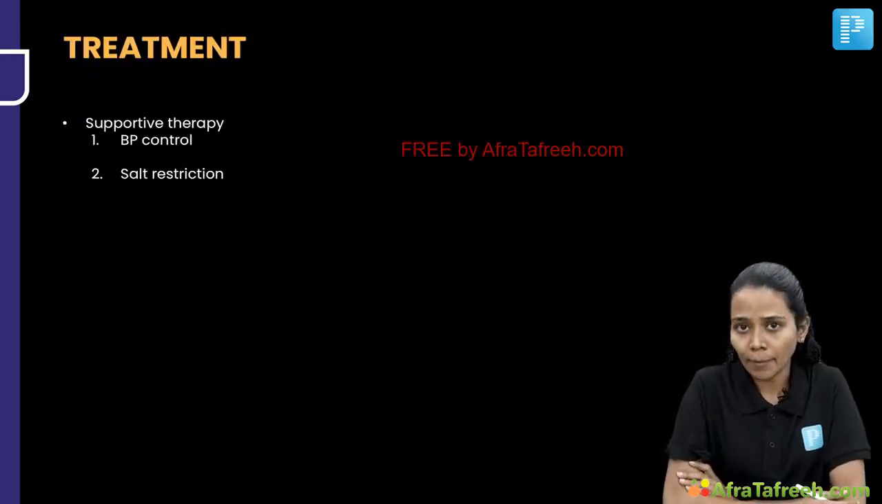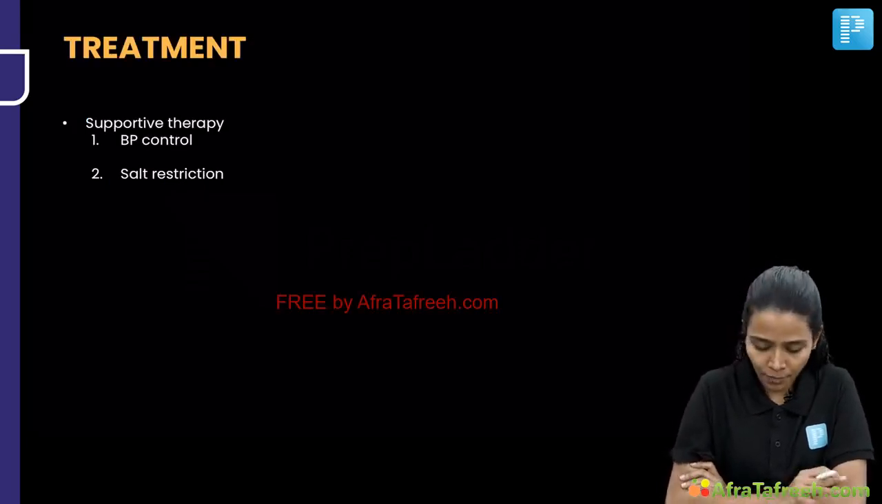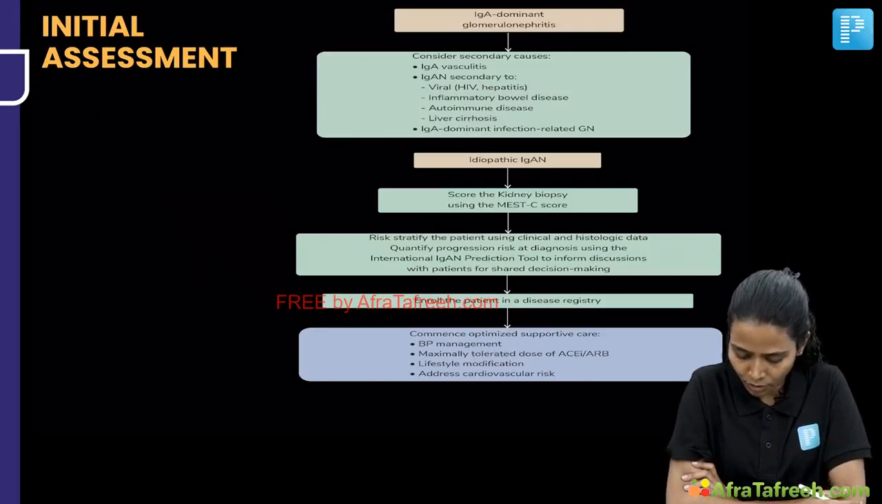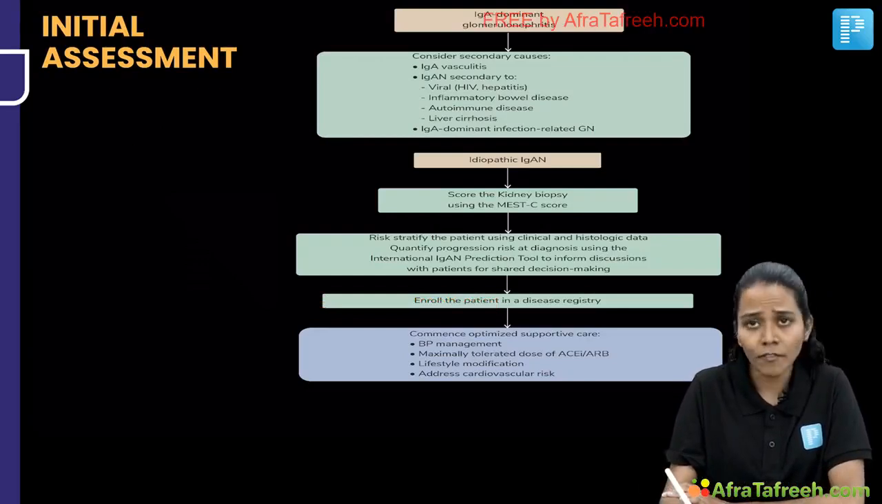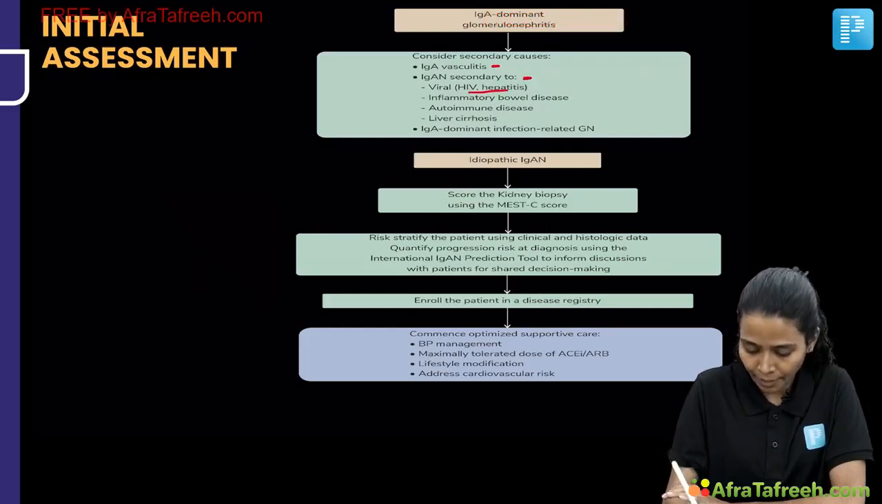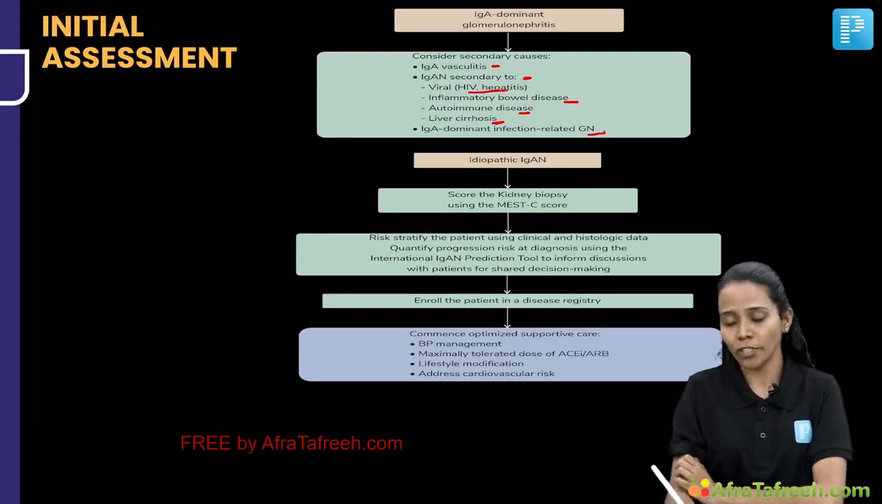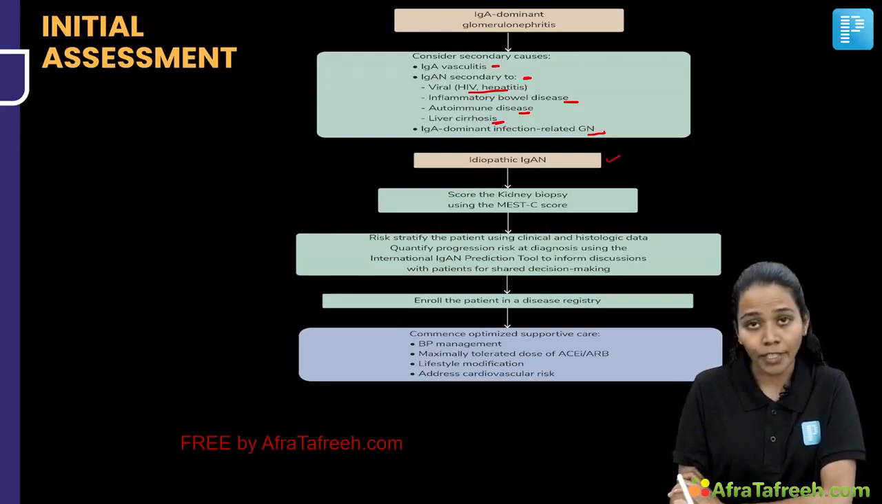Treatment can be supportive therapy where there is BP control, salt restriction, and so on, and this is the initial assessment like I already mentioned. Once the patient has IgA nephropathy, see whether it is IgA vasculitis or secondary causes like HIV, hepatitis, inflammatory bowel disease, autoimmune disease, liver cirrhosis, okay? Or there is IgA dominant infection related glomerulonephritis. If that is not there, you label them as idiopathic IgA.